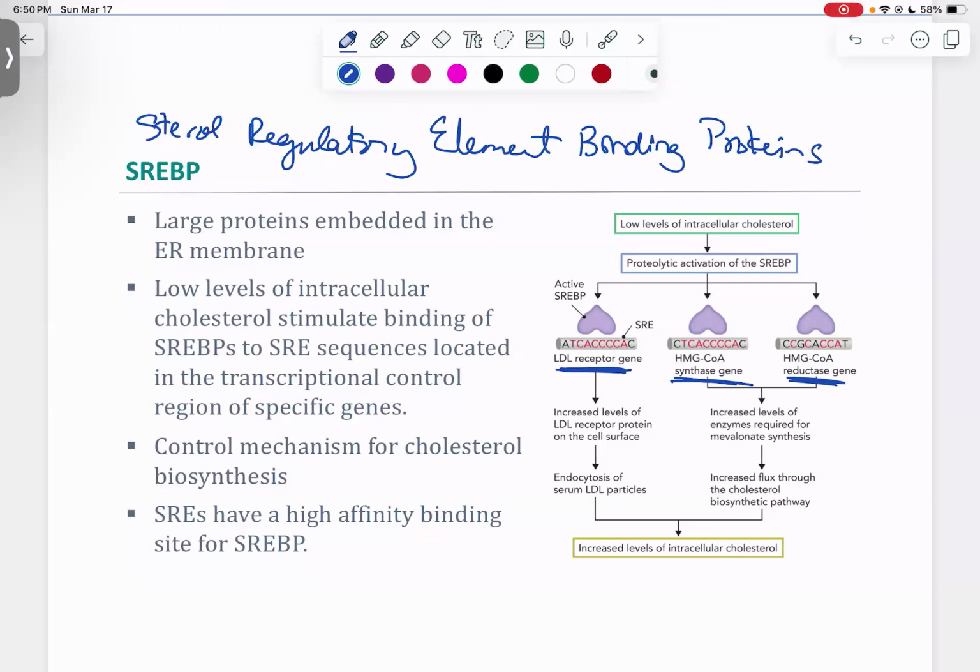So all of these different gene products are under the transcriptional control of one set of transcription factors. And so all of these enzymes are, of course, in the mechanism for cholesterol biosynthesis. So the activity of all three of these genes is going to end up increasing our levels of intracellular cholesterol. And that's what we want to do, right?